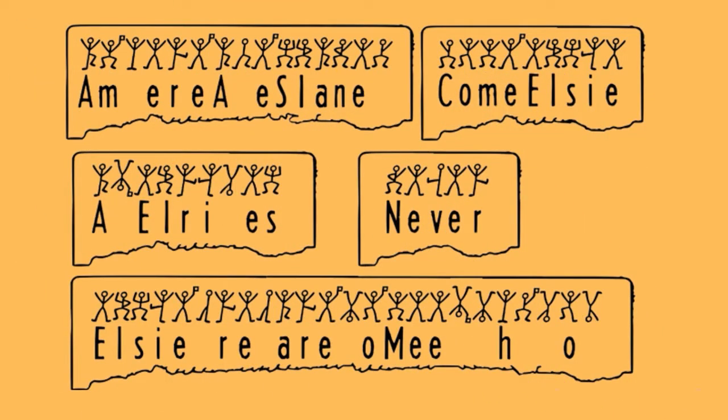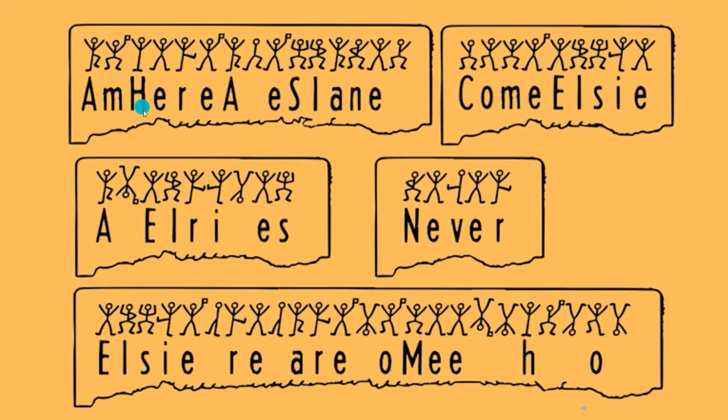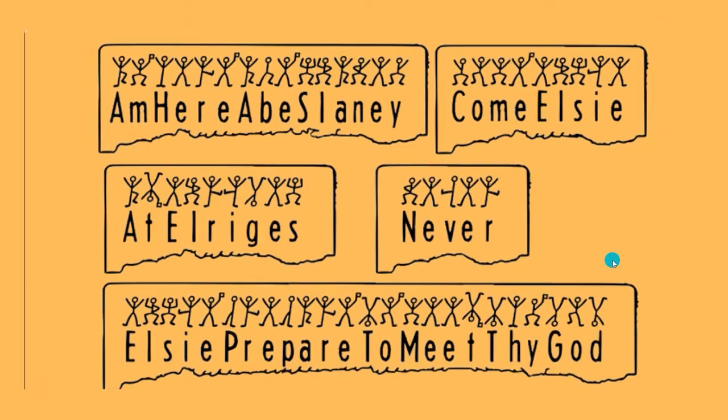That gives us the letters C, O, M. We're almost done. Let's go back to the first 15 letters again. The third is automatically guessed by Holmes as the letter H, right here. As we follow the pattern, it begins to show and the letters are readable. Then finally, consisting of 5 telegraphic English messages, we come up with: I am Abe Slaney. I'm at Elrige's. Come Elsie. Never. Elsie, prepare to meet thy God.